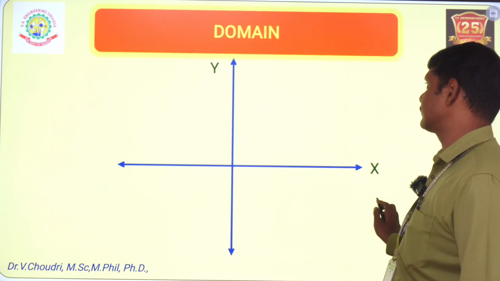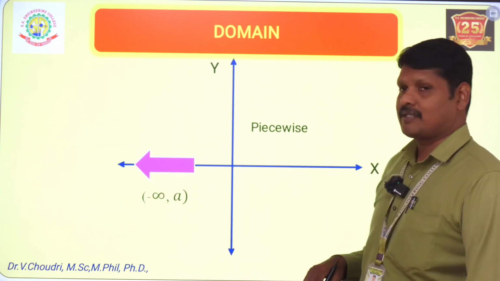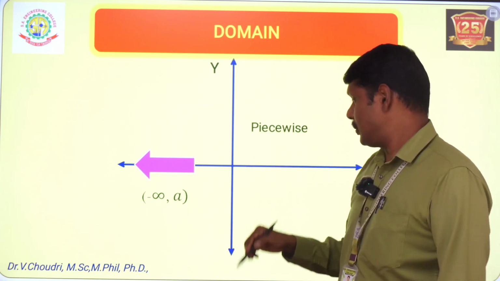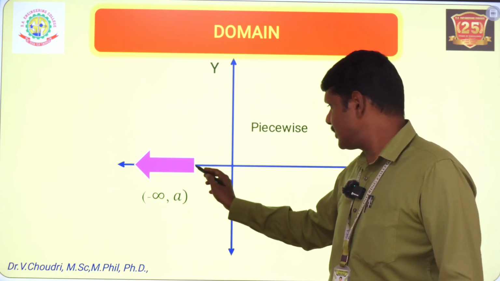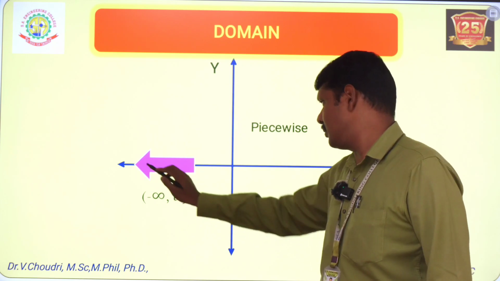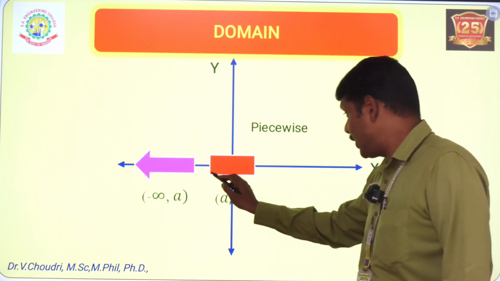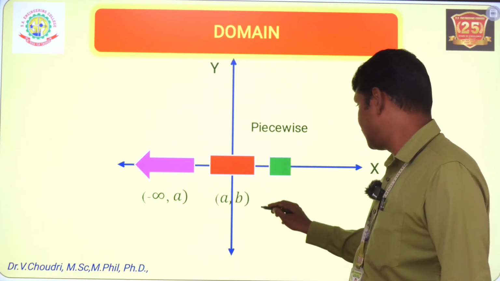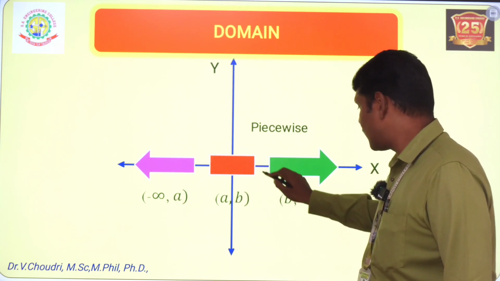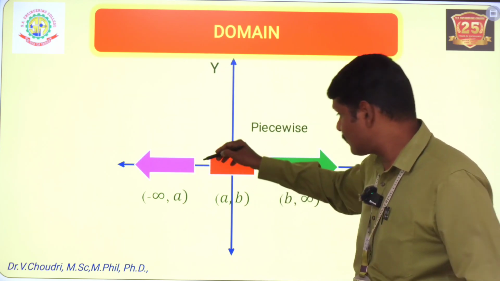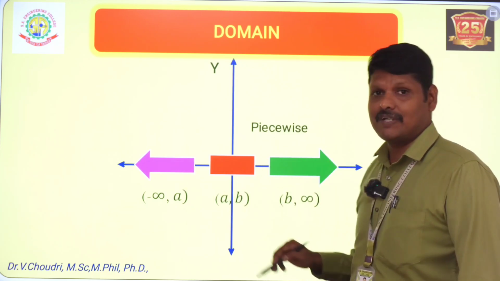Next, piecewise. In certain cases for f of x, you are allowed to take minus infinity comma a, maybe a negative value. So from this point a to minus infinity, after this point a it is not allowed, but a to b is allowed. After this, b to infinity. So there is a gap; you are not allowed to assign x values from these values, only between these values. That is called a piecewise domain.